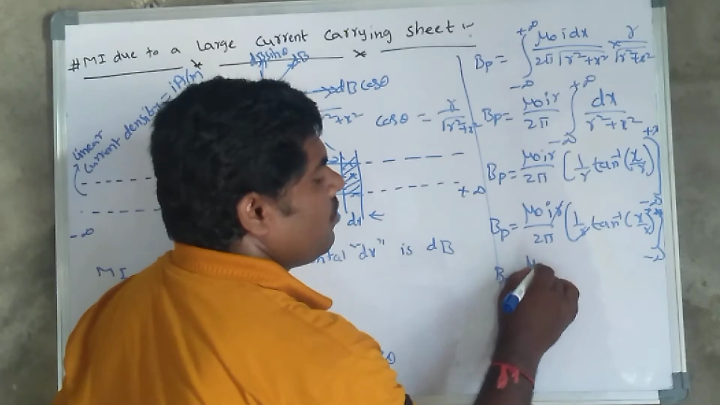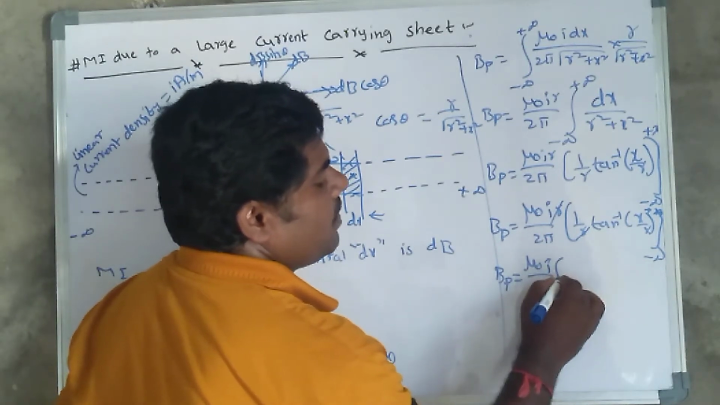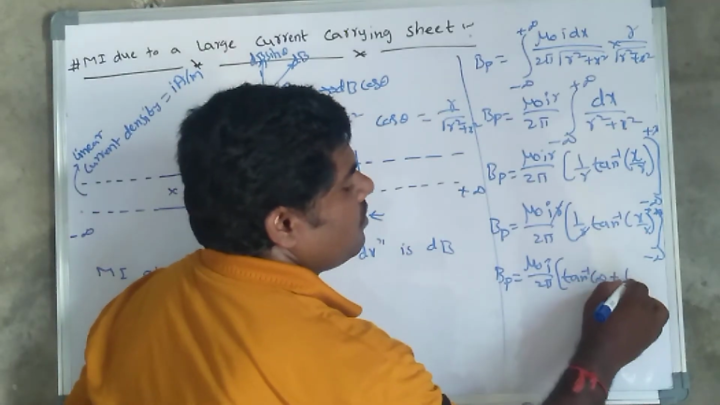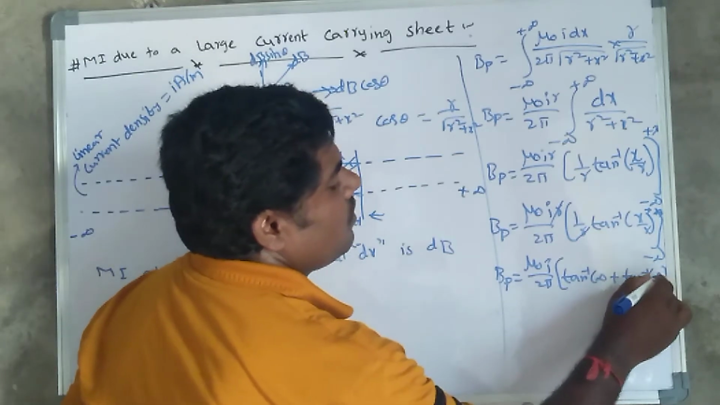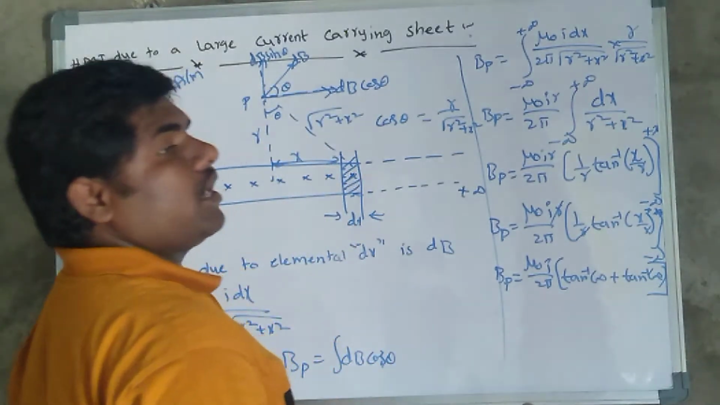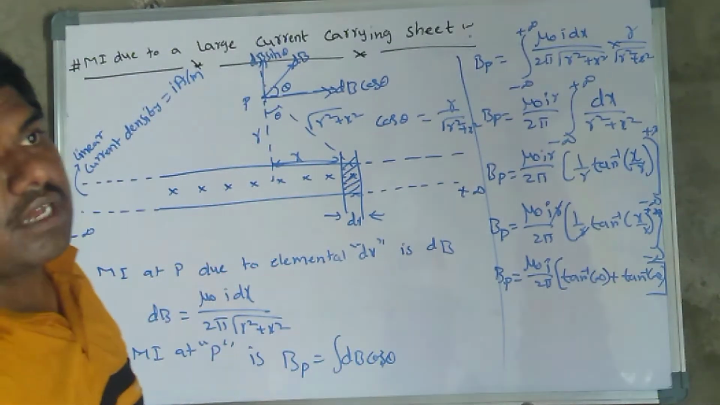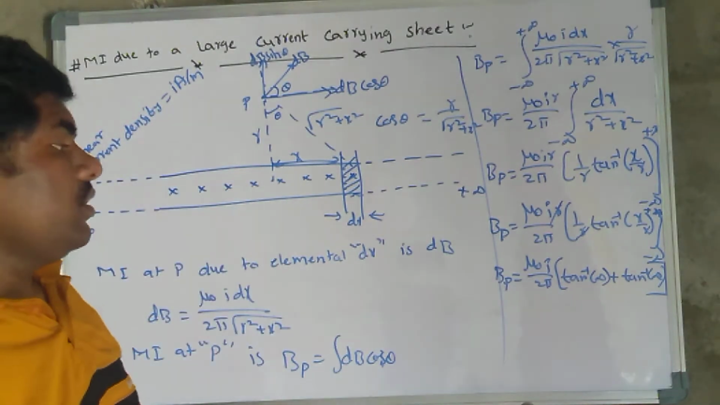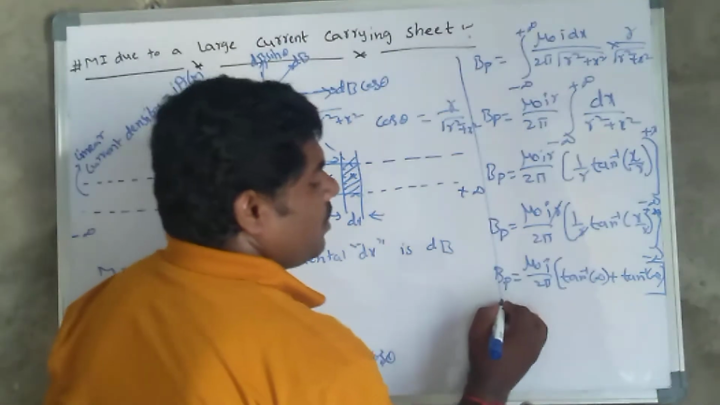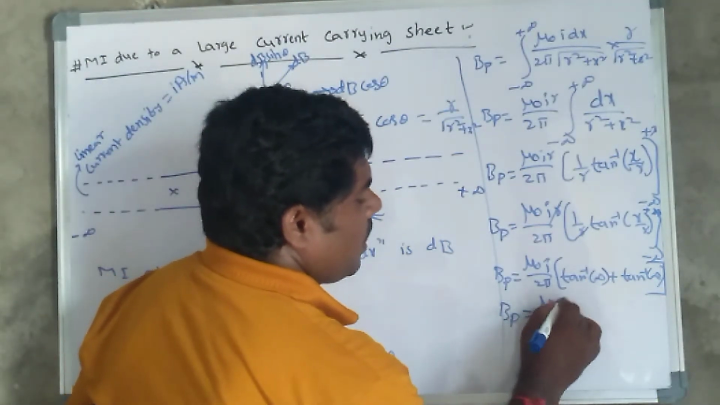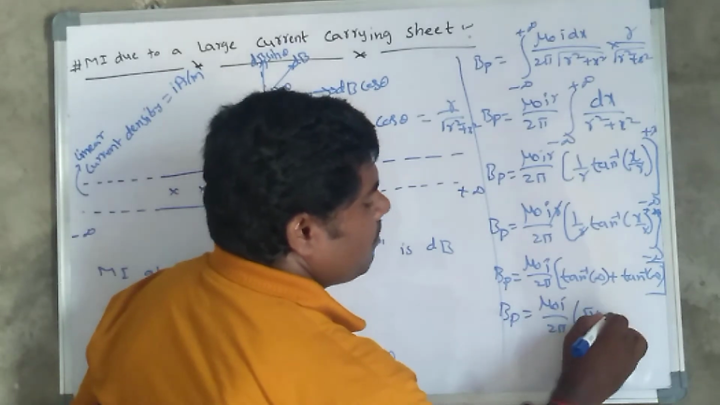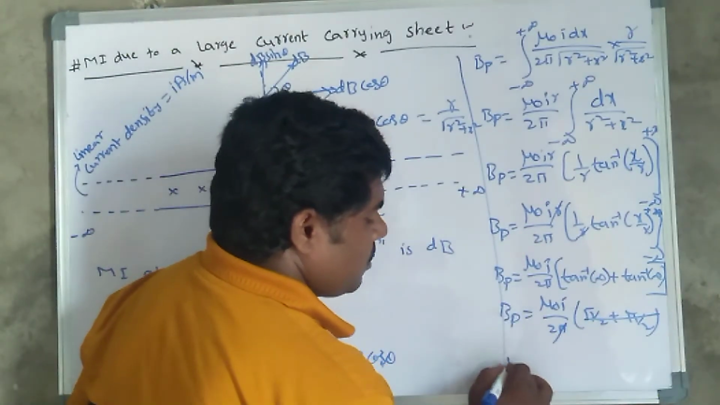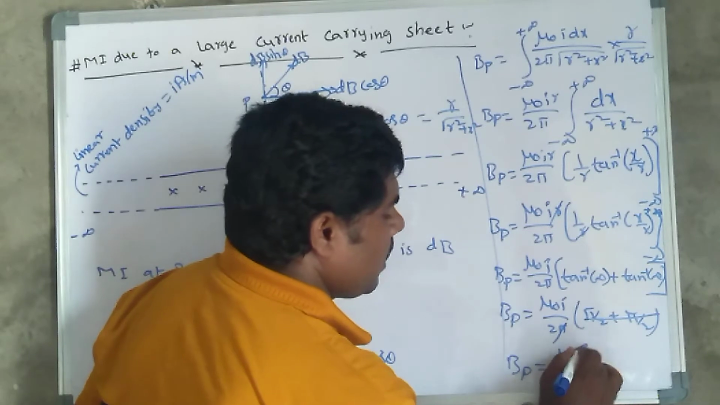BP is equal to mu naught I divided by 2 pi, into tan inverse of infinity plus tan inverse of infinity, which is 2 tan inverse of infinity. When tan theta is infinity, theta is 90 degrees only. So BP is mu naught I divided by 2 pi into pi by 2 plus pi by 2, that is pi. The pi gets cancelled. BP is equal to mu naught I divided by 2.